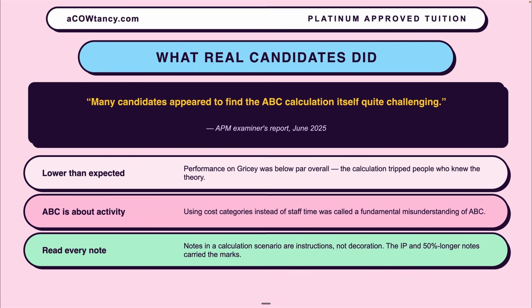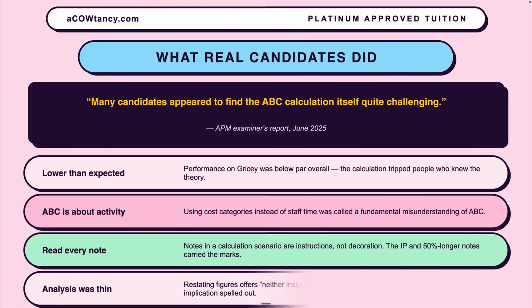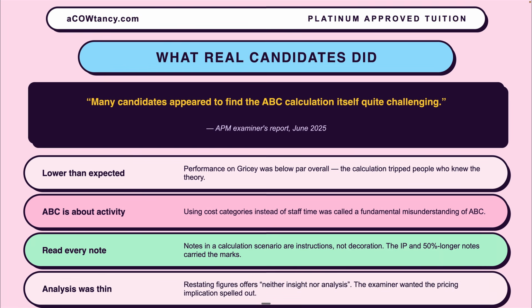Make sure you read every note, because they're instructions. So the IP and 50% longer notes is where it carried the marks. And it says just restating figures without analysis, without insight. They wanted the price and implications spelled out. Again, that was really given in the question. So make sure you do it. So I know it's tricky, but I hope it helped.